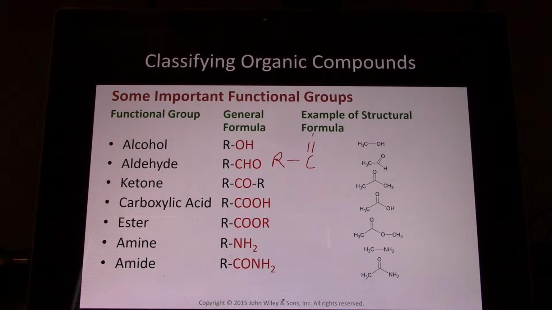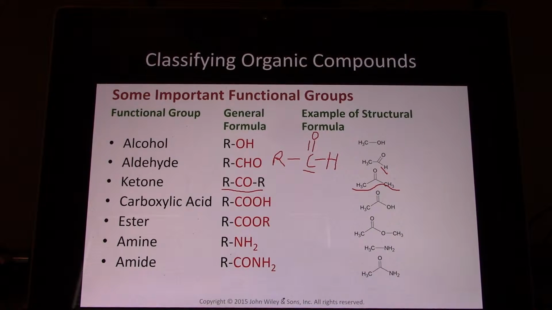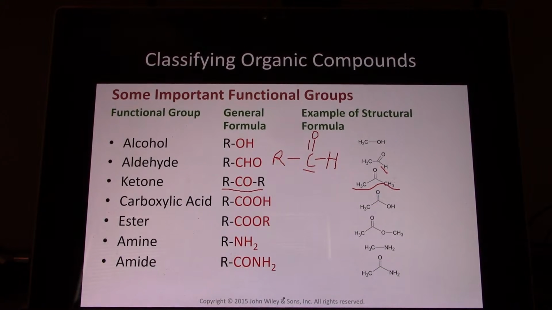So that is an aldehyde. What makes it an aldehyde is that there's a hydrogen here. If there were carbons on both sides of your carbonyl group, you'd have a ketone, like acetone. So here is a picture of acetone. So the only difference between aldehydes and ketones is that aldehydes have a hydrogen at the end, whereas a ketone has carbon on both sides of the carbonyl group.